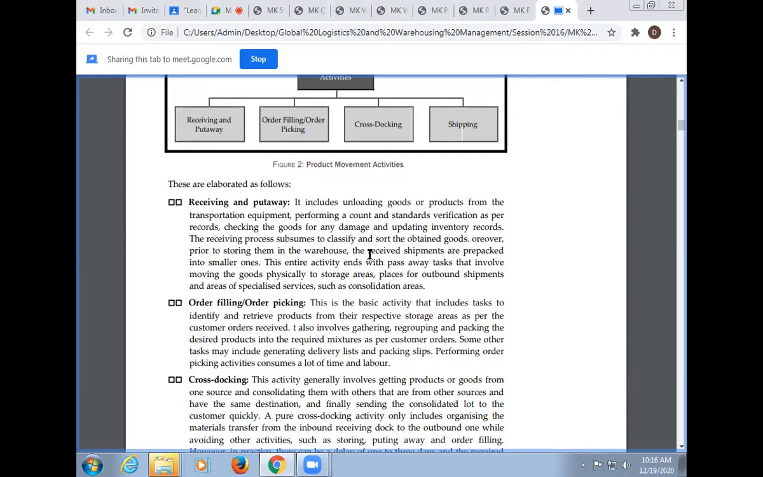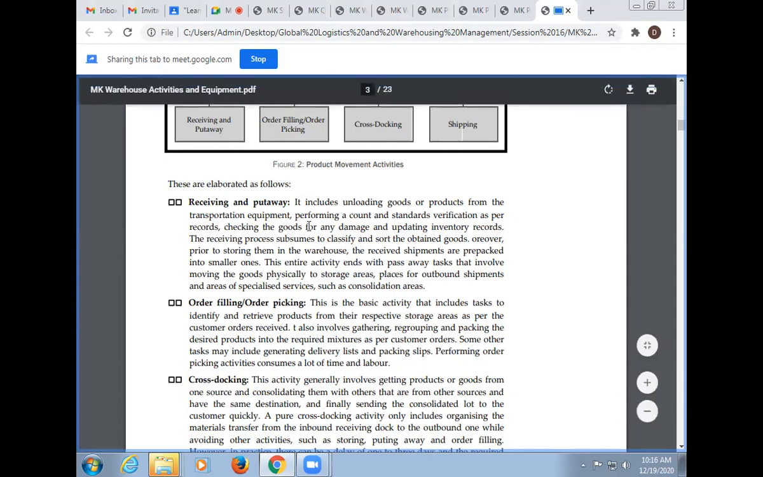These are the receiving and the putaway. It includes unloading goods and products from the transportation equipment, performing counting of the product and standard verification as per the records, checking of the goods for any damage, and updating the inventory records. These are the receiving and the putaway activities.